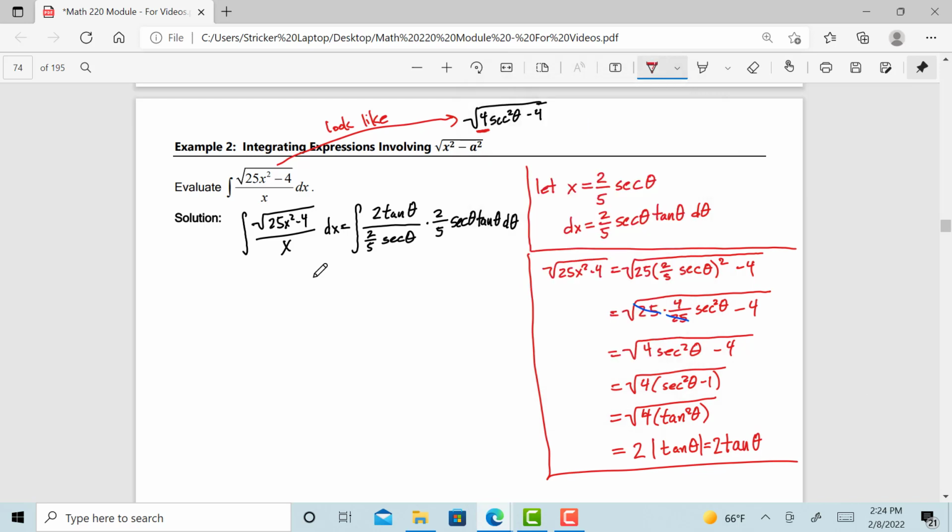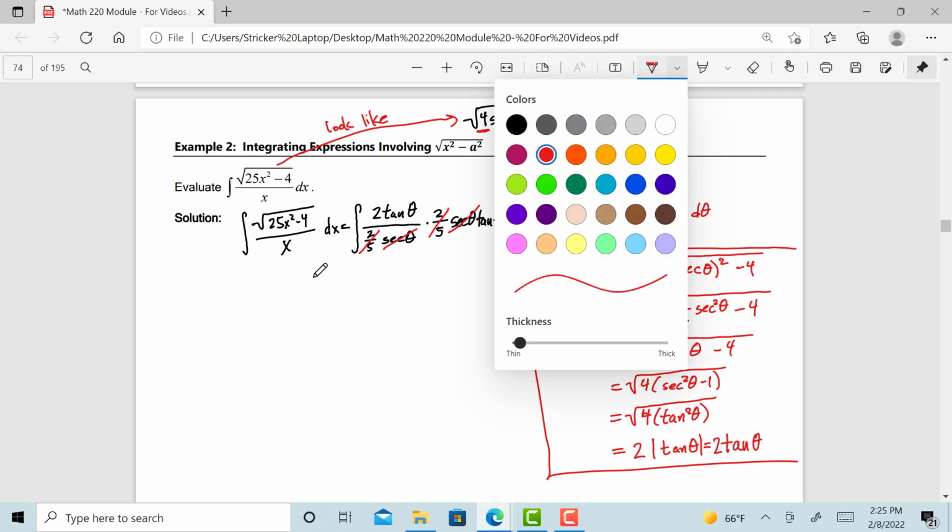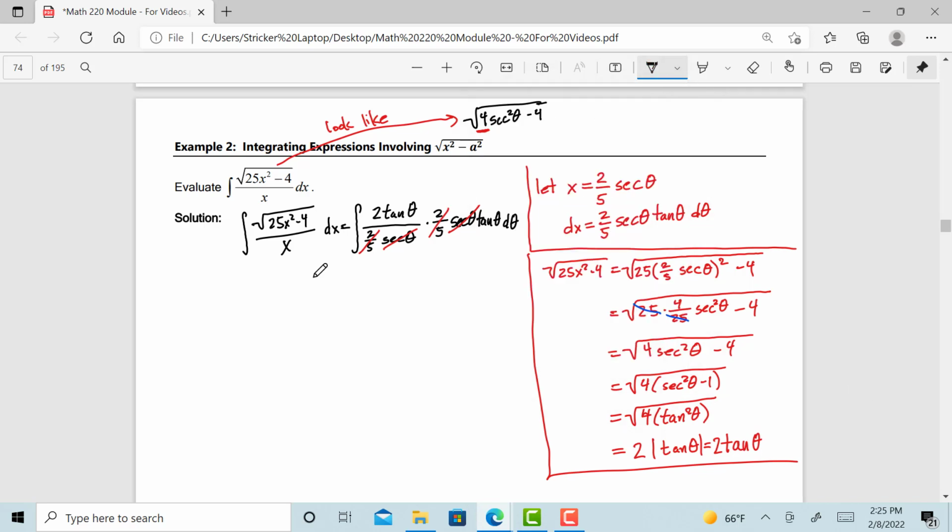Most of the heavy lifting is now done. We can simplify. 2/5 are going to divide out. That secant is going to divide out. And that's going to leave us with what? What do we have left?